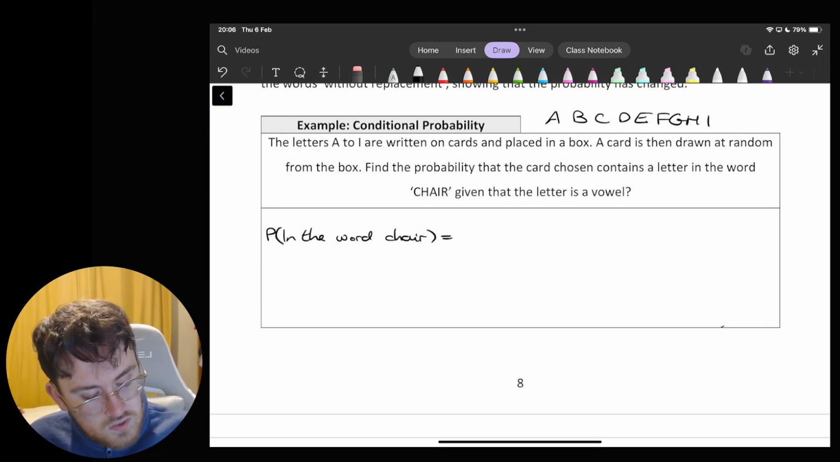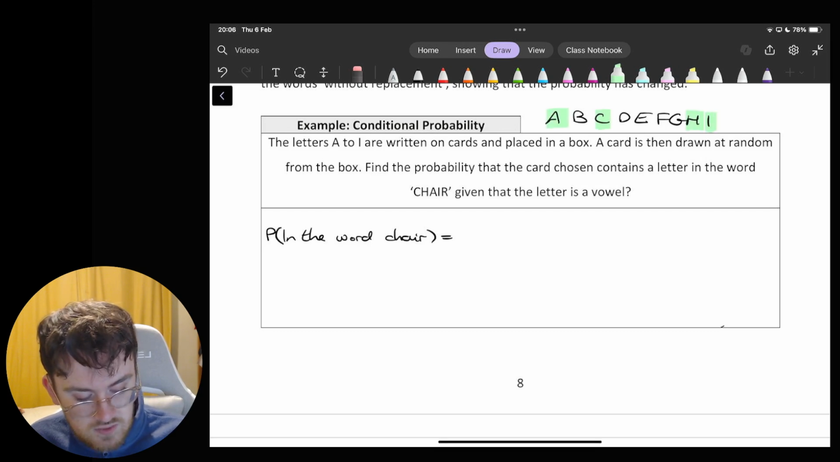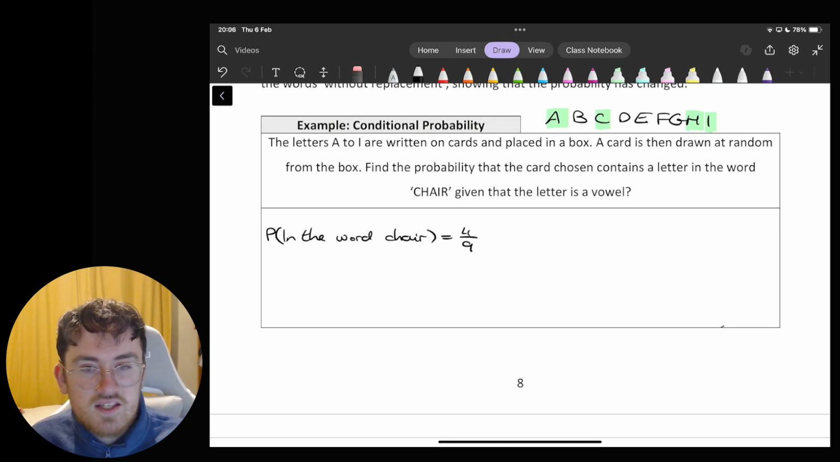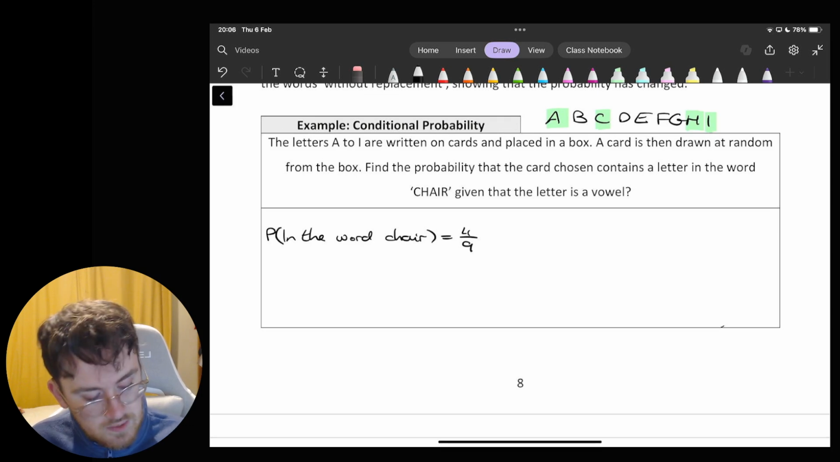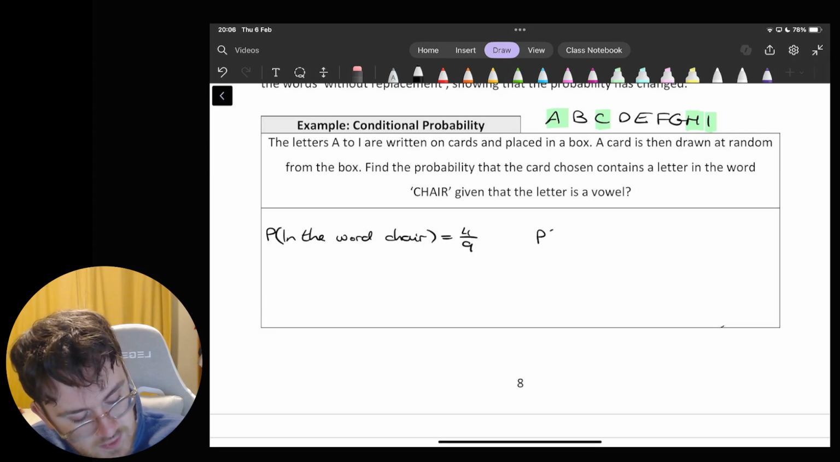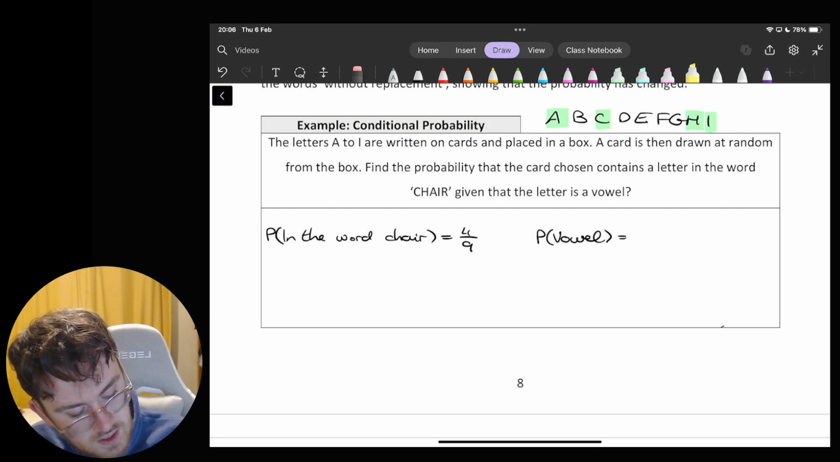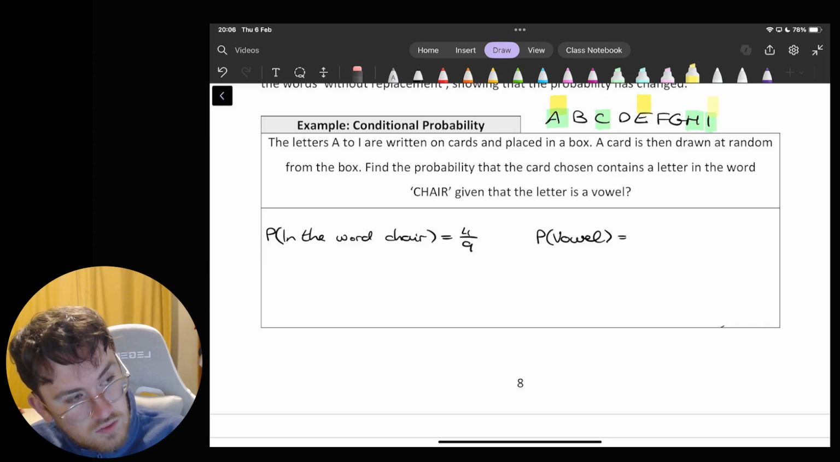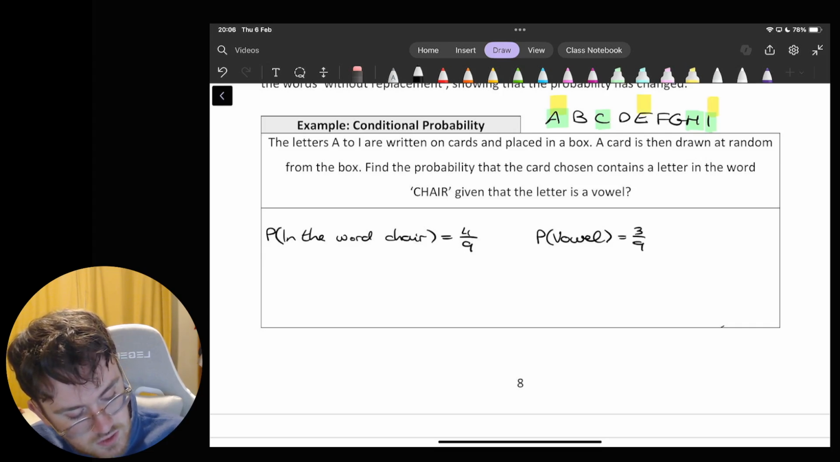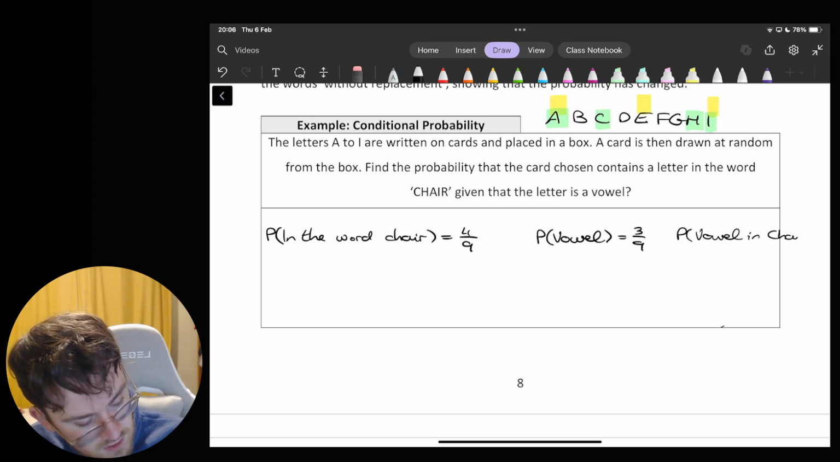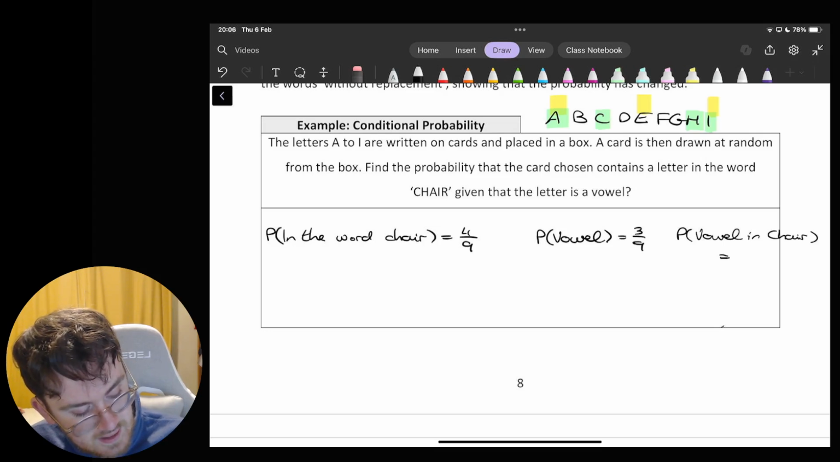Okay, the probability that the letter we choose out of this is in the word chair, well, the only options are C, H, I, and A. We don't have any repeats, so there's a 4 out of 9 chance that the letter we choose is in the word chair. The probability that we choose a vowel is going to be 1, 2, 3. So there's a 3 in 9 chance we choose a vowel. And the probability that we choose a vowel in chair, well, that's just A and I, so a 2 in 9 chance.